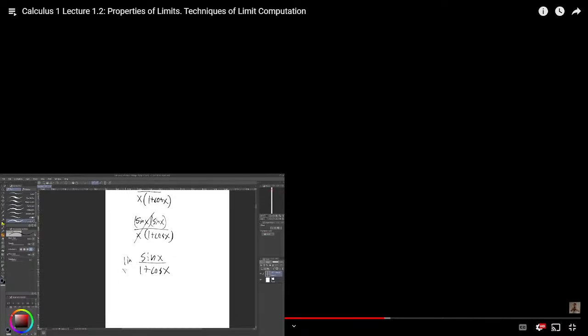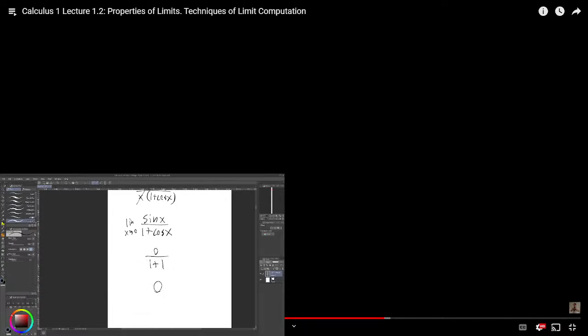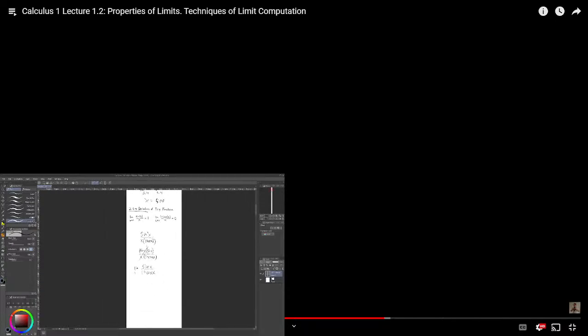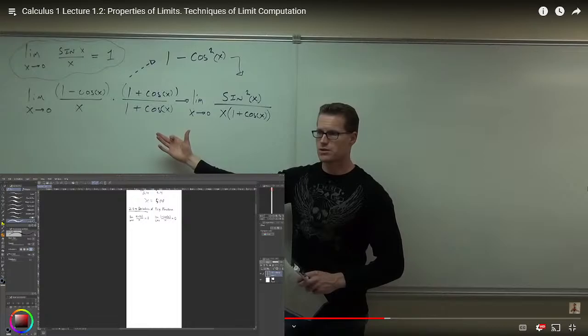This is the limit. Zero over 1 plus 1. 0. Okay, makes sense. Plus cosine x. You follow so far?